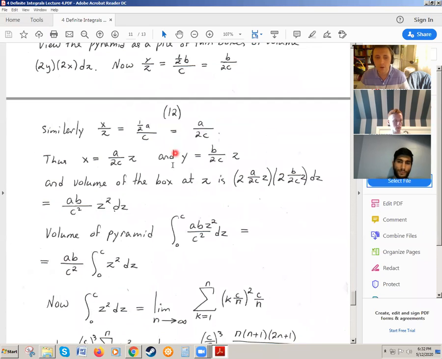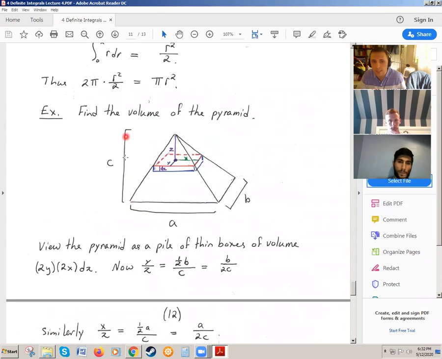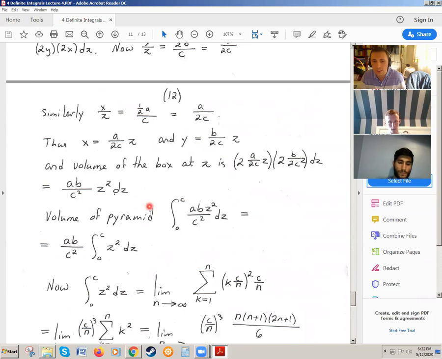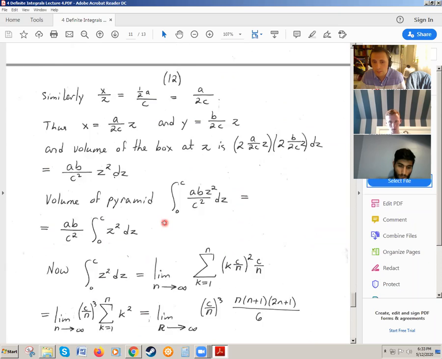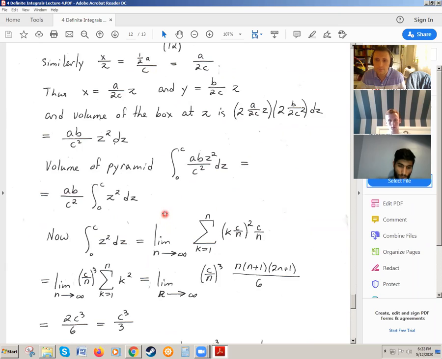Okay, and then all I have to do is add up the volumes of those boxes from 0 all the way to C. So I take the integral from 0 to C of AB Z squared over C squared dZ, which I can factor: I can factor AB over C squared, and now I have the integral from 0 to C of Z squared. You follow me, guys? Are you with me? You can try to reproduce those calculations, and that's how you know you get it, right?